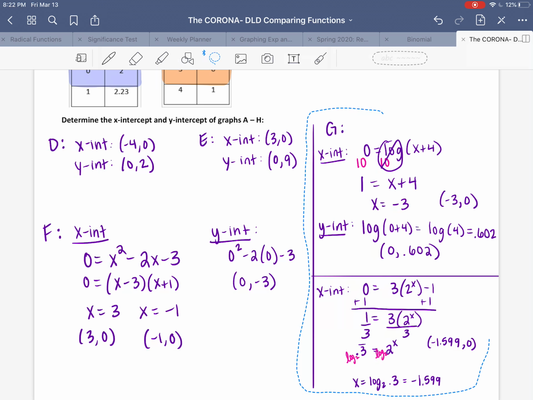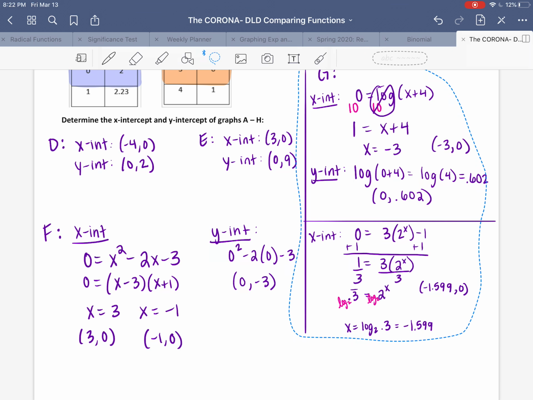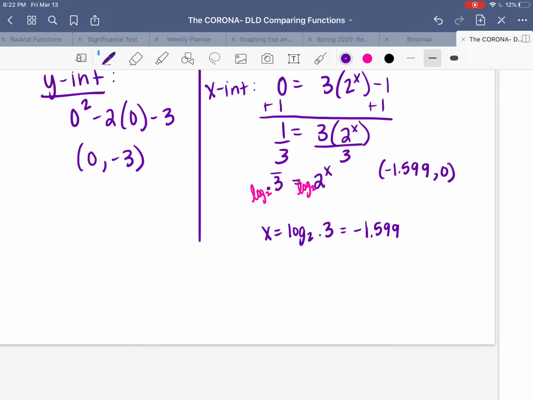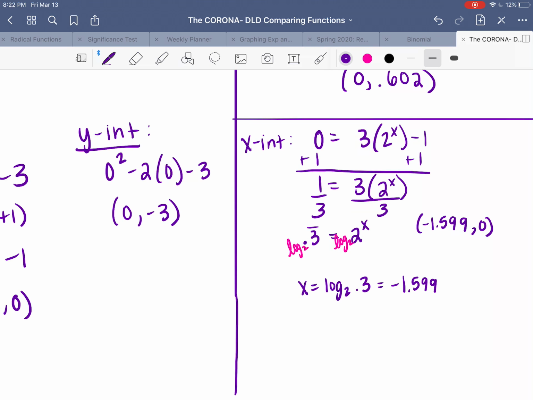Okay, and then the very last part is finding the y-intercept for this equation, excuse me. So for the y-intercept, we're going to plug 0 in for x. So we're going to have 3 times 2 to the 0th power minus 1. 2 to the 0th is 1. So we're going to have that we have a y-intercept at (0, 2).